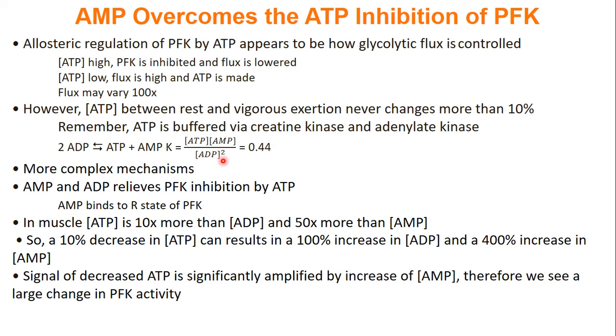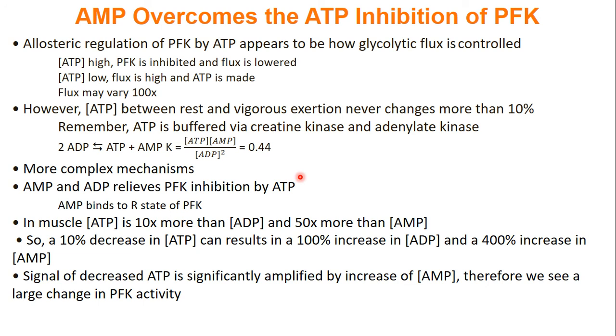So there has to be more complex mechanisms to explain how our flux can change by 100-fold. It can't just be the amount of ATP, because ATP doesn't change that much. We would expect bigger concentration changes. Well, another piece of information that we looked at is that AMP and ADP actually relieve this PFK inhibition by ATP. AMP will bind to the R state of PFK. ADP binds to the R state of PFK. So it stops any inhibition.